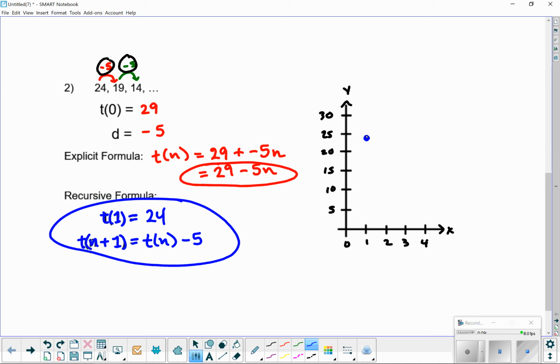So term 2 is 19. 19 is slightly below the 20. Term 3 is 14. 14 is slightly below the 15. You see how they all make a straight line. And we don't have a term 4. We can find it, or we can just leave it alone. But we definitely need term 0. And term 0 was 29, which is slightly below the 30. You can see it's going to make a line. All right.